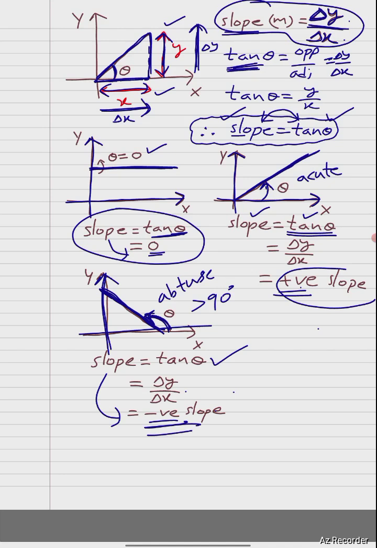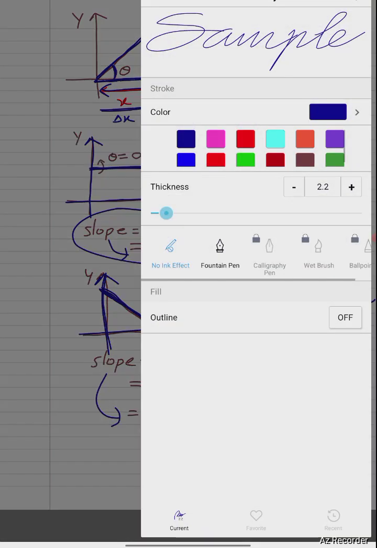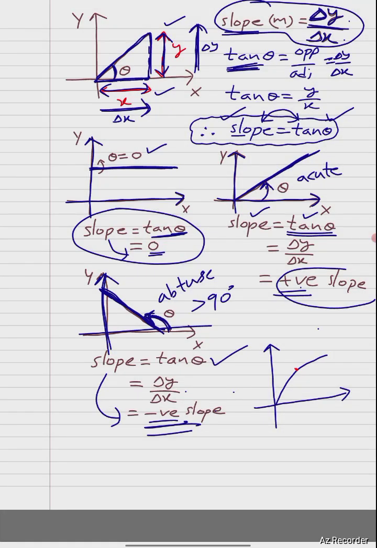Okay. Suppose, look at this graph. Suppose the curve is like this. Okay. I want you to find slope at this point. What you will do? Since it is a curve, you cannot directly calculate slope. Okay. So at this point, what we will do? We will draw one straight line. Now look at this. This is making acute angle. So the slope at this point is positive.